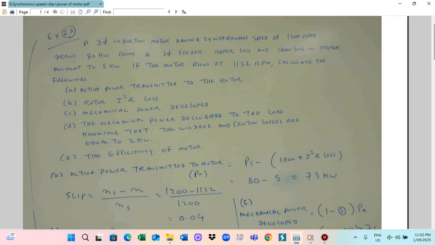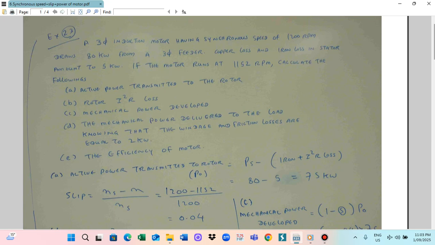Okay, so that's this problem. A three-phase induction motor having a synchronous speed of 1,200 RPM draws 80 kilowatts from the three-phase feeder. The copper loss and the iron loss in the stator amount to 5 kilowatts, and the motor runs at 1152 RPM. So we need to calculate the active power transmitted to the rotor and the rotor I2R loss and the mechanical power developed.